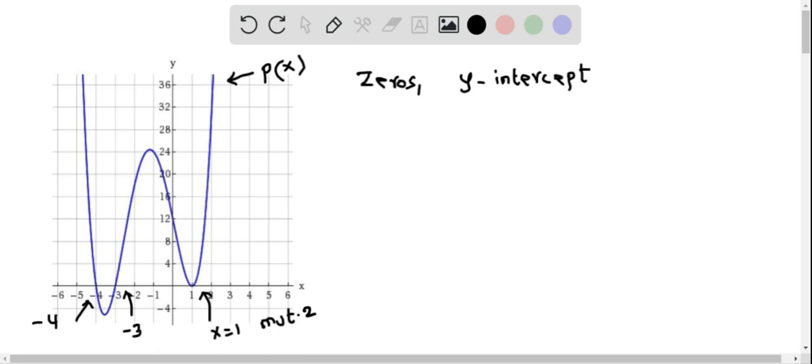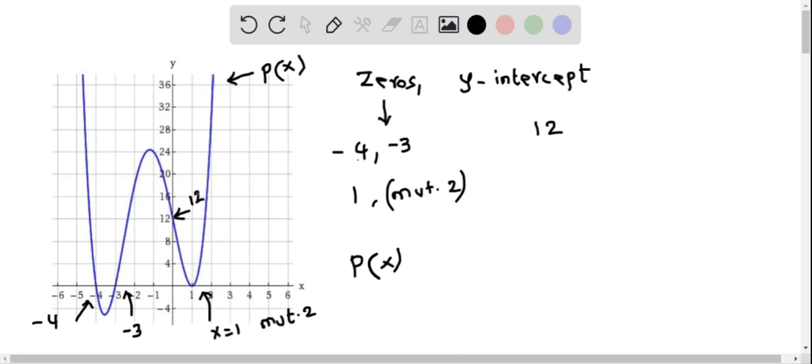And let's also identify the y-intercept. The graph intersects the y-axis at x equal to 0. So we see that the y-intercept is 12. And so we have the information that the zeros are negative 4, negative 3, and 1 with multiplicity of 2, and the y-intercept of the graph of p of x is 12. Now let's write the polynomial p of x.